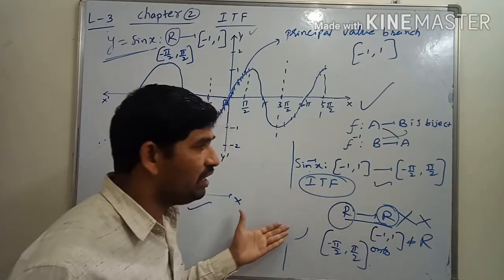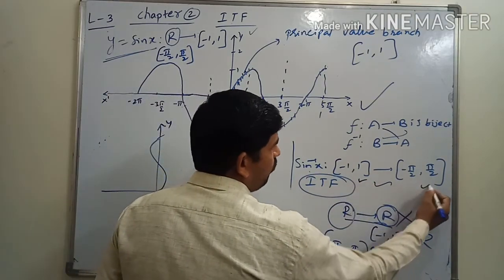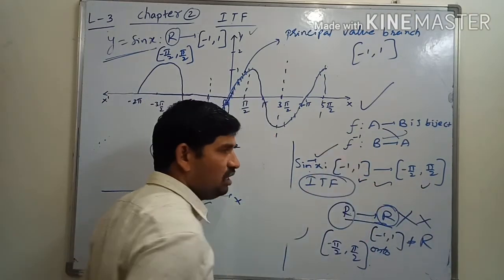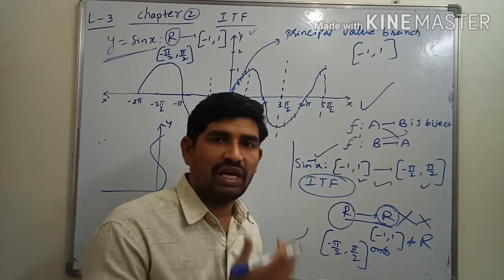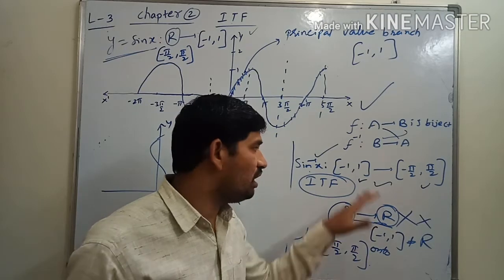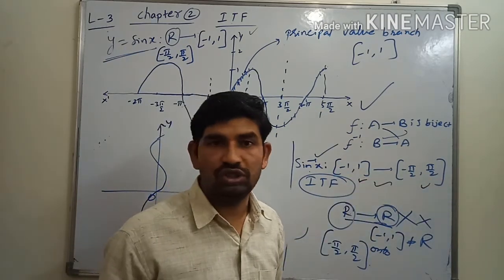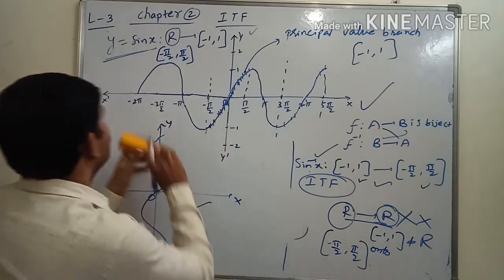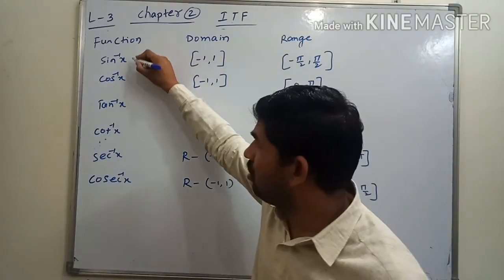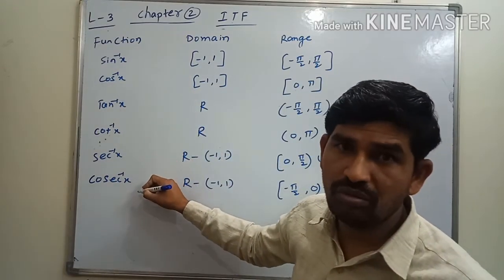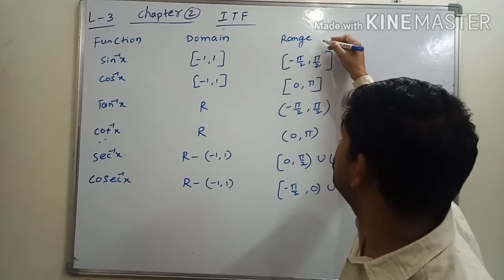I will write here the domain and codomain of sine inverse, and after that cos inverse and tan inverse. Like that, for all six trigonometric functions I will write the domain and range, and then we can start the questions. Let me rub this out. These are the six inverse trigonometric functions. See, this is the domain, and this is the range.